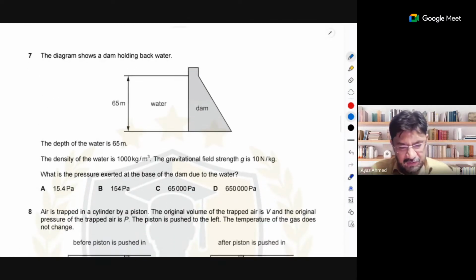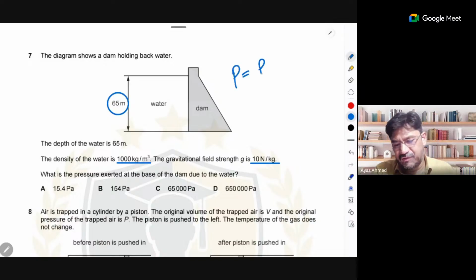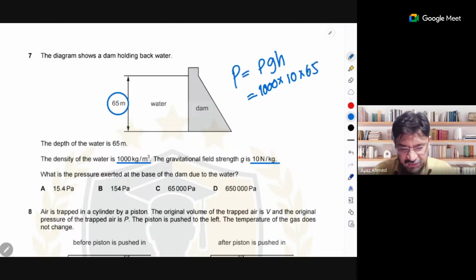Then we have this diagram that shows a dam holding back water. 65 meter is the depth of the water. The density of water is 1000 kg per cubic meter and the value of g is taken to be 10. So what is the pressure? It's quite an easy question. Pressure is rho g h and that gives you 1000 times 10 times 65. So 65 will take 4 zeros with it. So this is the right option.